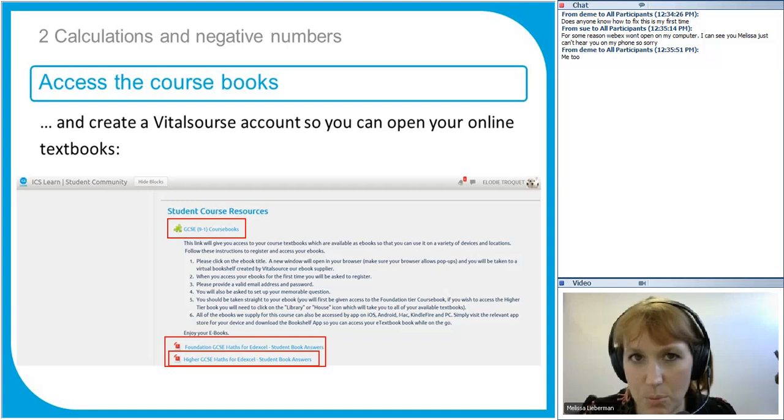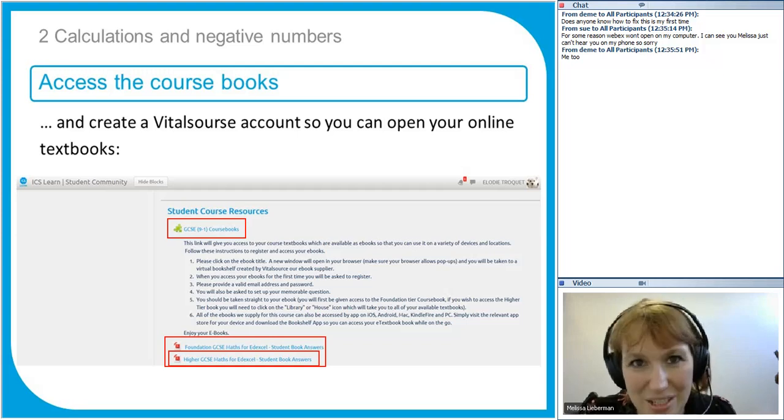If looking at the answer doesn't help you answer the question, whatever you're working on, ask your tutor and they'll be able to help you out. Just give them the page number, tell them whether it's the higher or the foundation tier book, and they'll be able to help you.